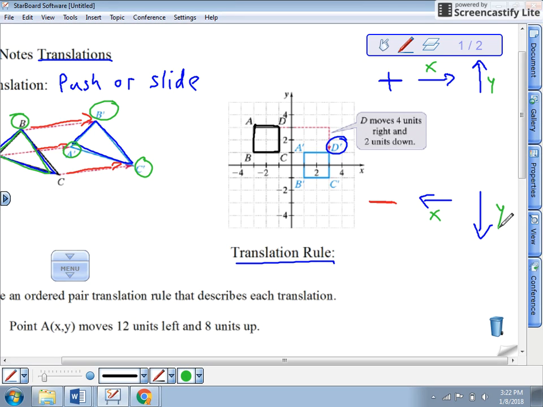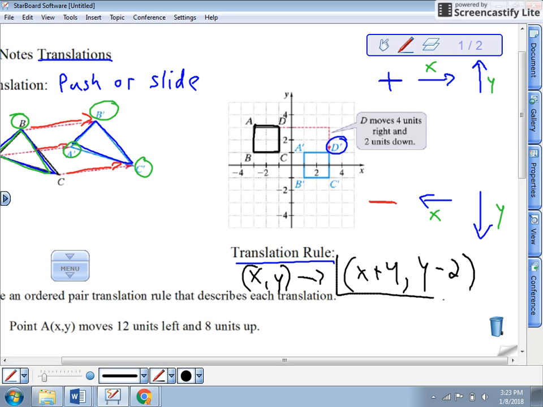So now we do translation rules. How is this going to look as a translation rule? We write it as an ordered pair. Some people will write it as X comma Y. Every point moves. Now this next part is the key. Since it went 4 units to the right, that's X plus 4. And then for Y, it went down 2 units, so it would be Y minus 2. So this right here would be our translation rule.